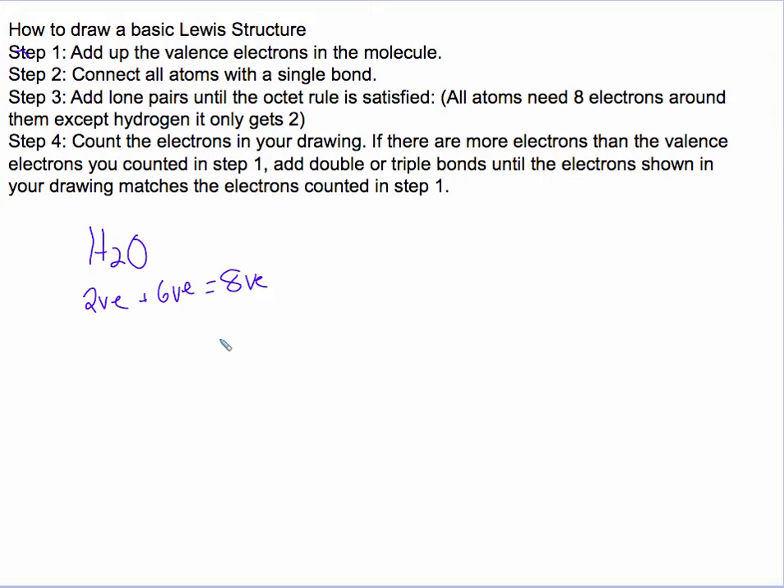The first thing is to usually put the least electronegative atom in the middle, but sometimes it doesn't always work out that way. But in general, that's what you do. Hydrogen always goes on the ends, and carbon always goes in the middle when you get to a carbon one. So let's put oxygen in the middle because hydrogen's always on the end. Then step 2 is to connect all atoms with a single bond.